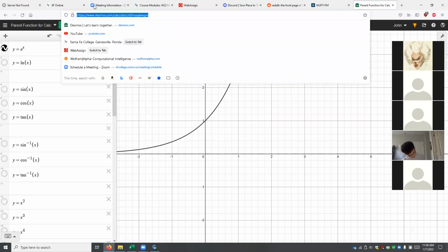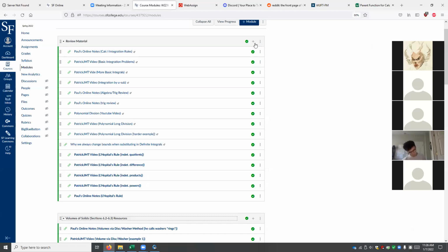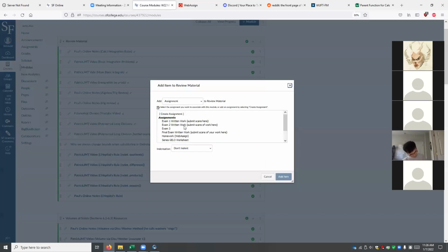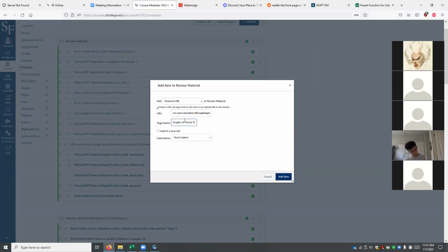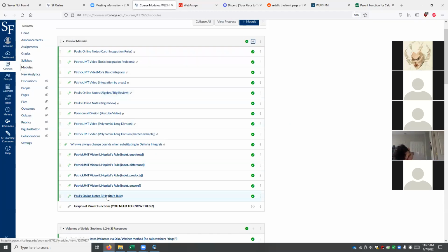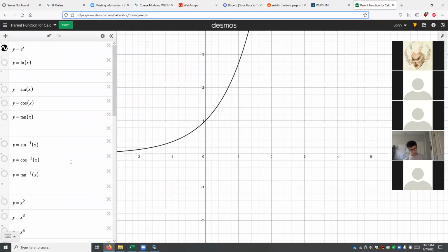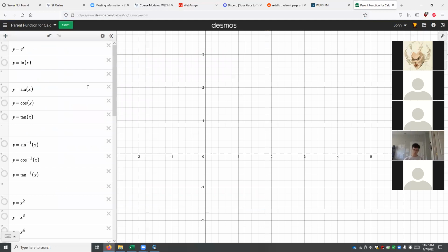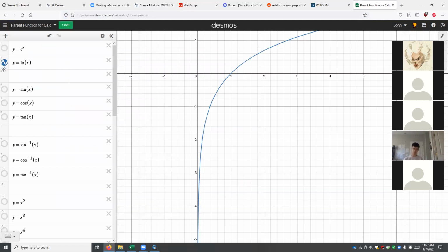Let me take this and add it to your modules. Tab, one down, one left. There we go. So now when you go into your modules under that review material, there will be a link to that Desmos environment. And if there's ever a basic graph that you forget, you can take a look at it.